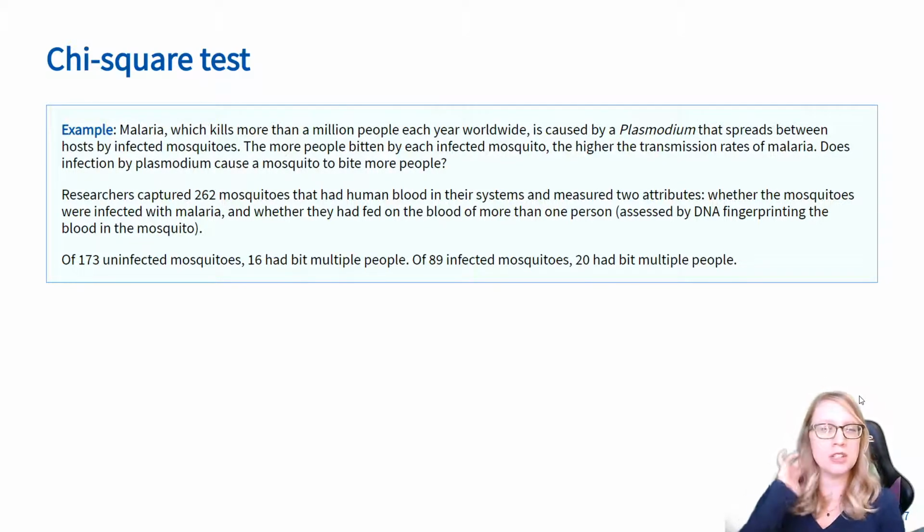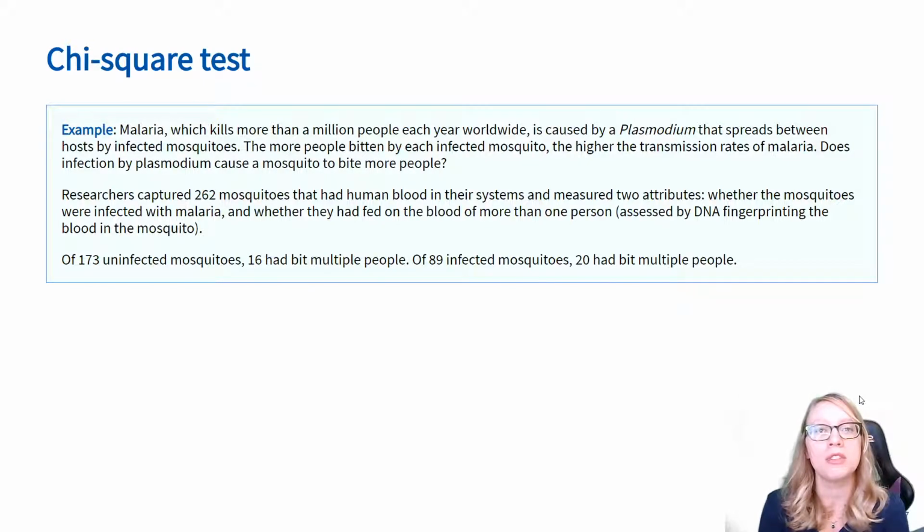So we might be interested in how mosquitoes behave once they have picked up this malaria. So researchers captured 262 mosquitoes that had human blood in their system and measured two attributes: whether the mosquito was infected with malaria and whether or not they had recently fed on the blood of more than one human. So they used DNA fingerprinting to try to identify whether or not there was only one person's blood present in the mosquito or multiple, indicating that they had recently bitten multiple people.